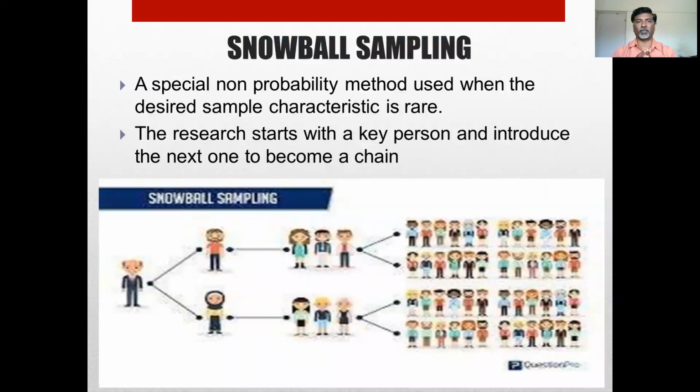Then the last one is snowball sampling. Snowball sampling is a special non-probability method used when the desired sample characteristics are rare. The researcher starts with a key person, who introduces the next one, to become a chain. In the figure, we find that the first person has given the names of two members, as references. These members give references of some other members. By referencing we form one chain, and from that chain we select the respondents. In this fashion we collect the samples for our study. That's why it is called the snowball sampling method.